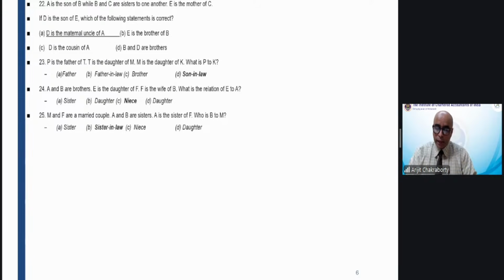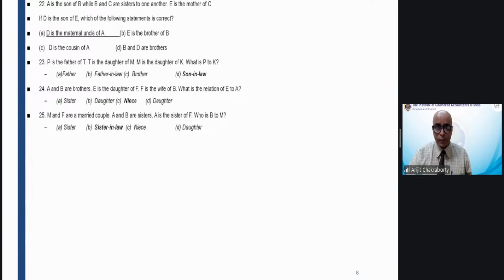So what is the relationship between B and M? We know A and B are sisters. Also it is given that A is the sister of F. That means we can see that A, B and F are connected. They are siblings. Who is M? The question here is, who is B to M?